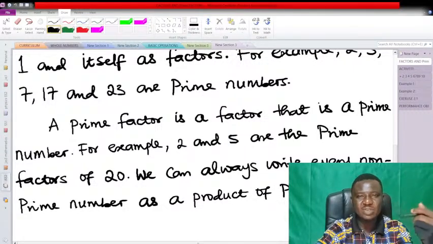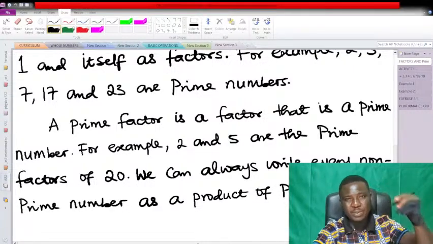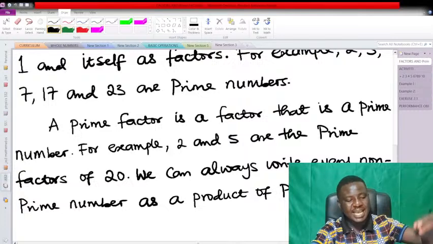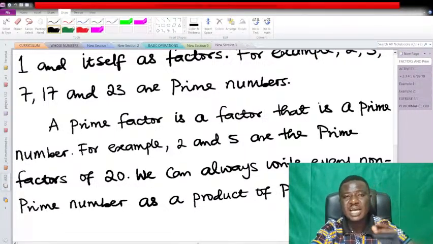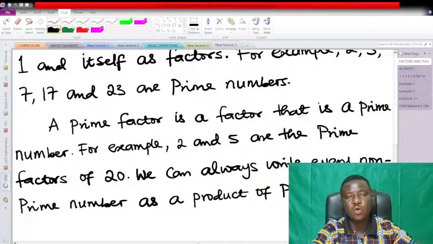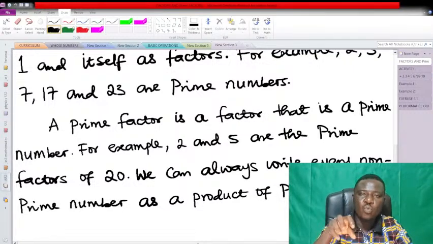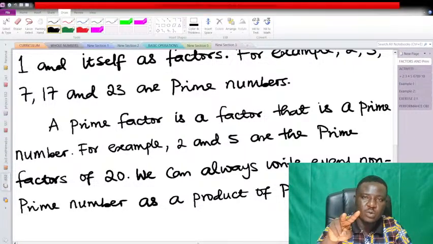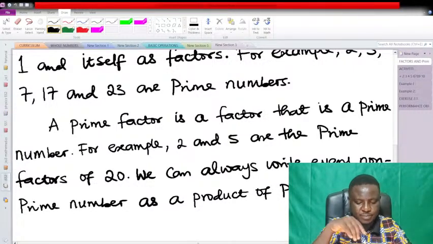6 is not a prime number. So we refer to it as a non-prime number, and 6 can be written as a product of its prime factors. What are the prime factors of 6? All you need to do is to, first of all, identify those numbers that can divide 6, or those factors of 6, and thereafter check amongst them which have only 2 factors. Those are said to be prime factors of 6.